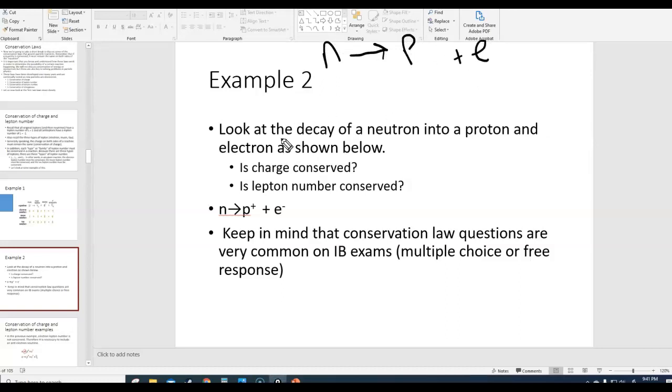Okay, and so if we want to determine whether or not this reaction is possible, we need to start with our conservation laws. Let's start with conservation of charge. Now, a neutron has a charge of 0.